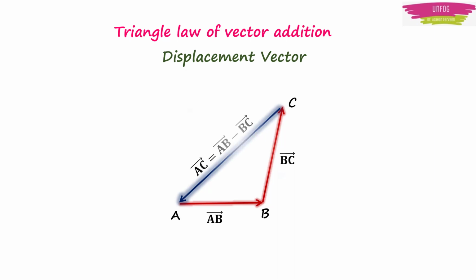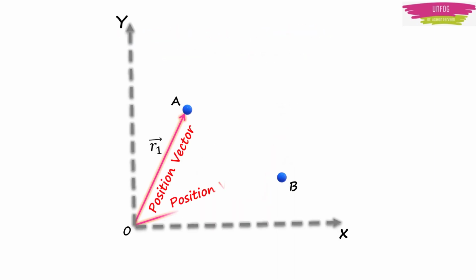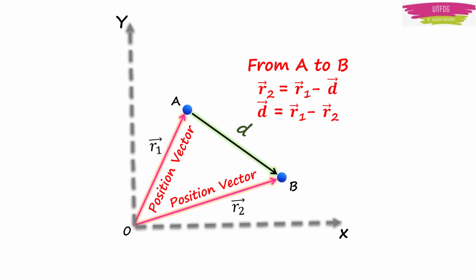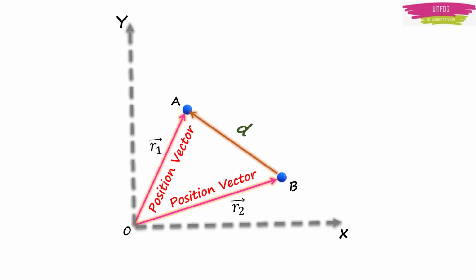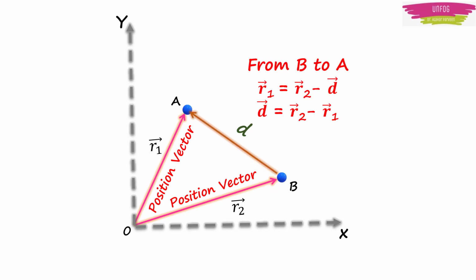Therefore, in this figure, if the displacement vector is directed from A to B, then vector R2 is equal to R1 minus D, that is the displacement vector, or the displacement vector is equal to R1 minus R2. If the displacement vector is from B to A, then R1 will be equal to R2 minus D, or the displacement vector will be equal to R2 minus R1.